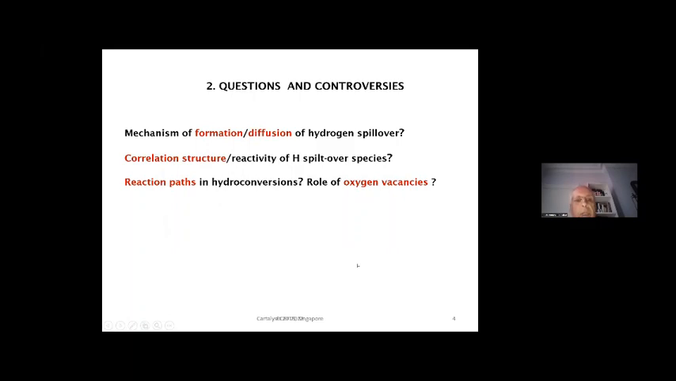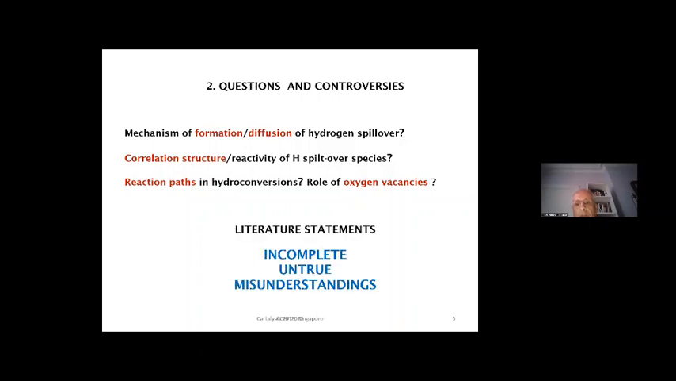About spillover hydrogen, there are many questions and controversies. Main questions are: what is the mechanism of formation and the mechanism of diffusion of hydrogen spillover? Does a correlation exist between structure and reactivity of H spillover species? What are the reaction paths in hydroconversions? And in these reactions, what is the role of oxygen vacancies? In the literature, statements are incomplete, wrong, or even correspond to misunderstandings.